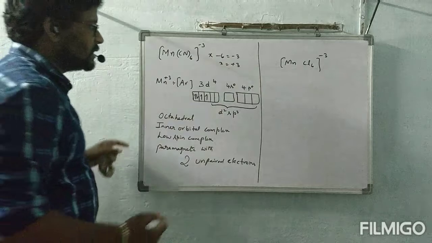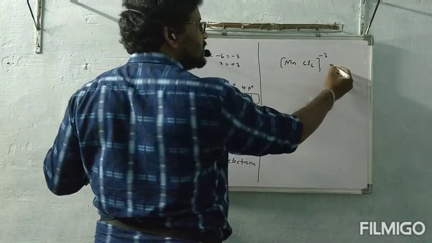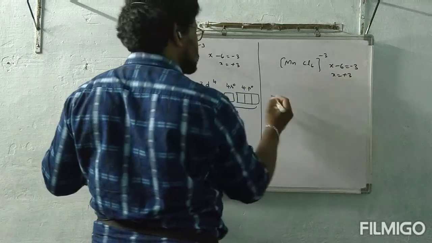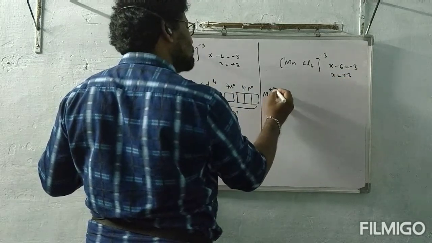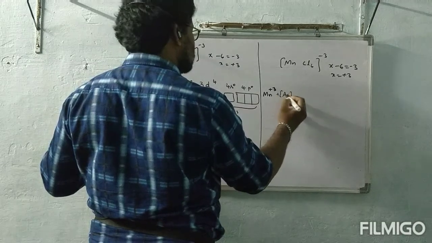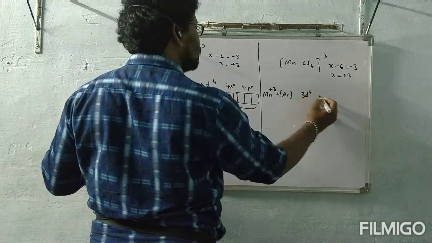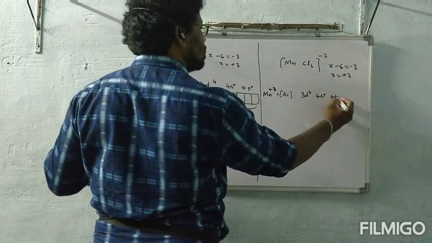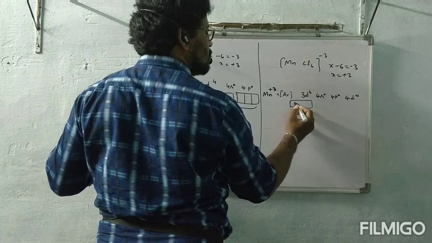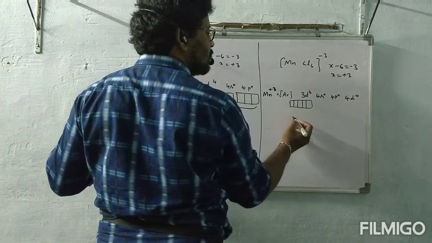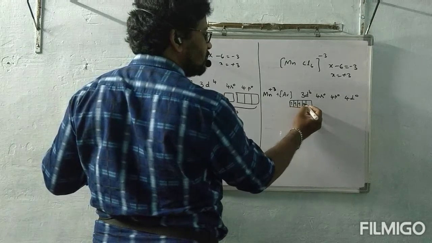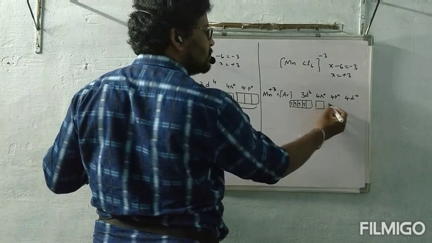Now coming to the other complex. In this complex, manganese, let it be X, X minus 6 is equal to minus 3, X is equal to plus 3. So the same configuration, Mn plus 3, argon 3d4, 4s0, 4p0, 4d0. But here pairing has not taken place. 1, 2, 3, 4, then empty orbitals.